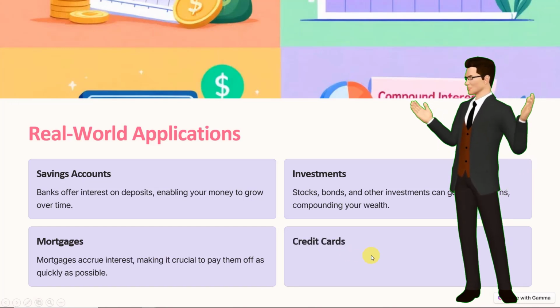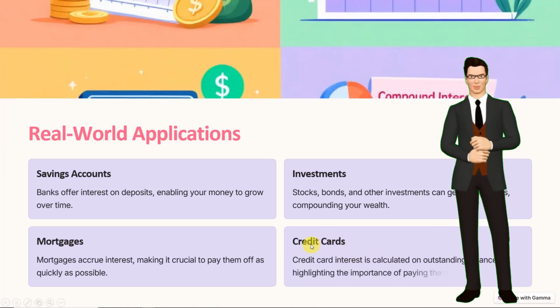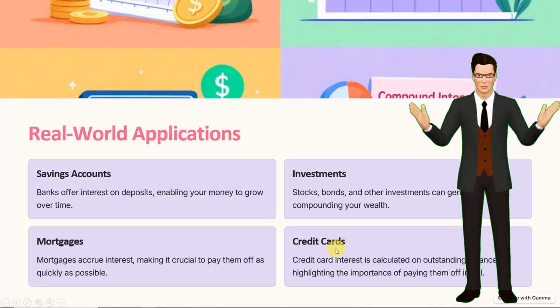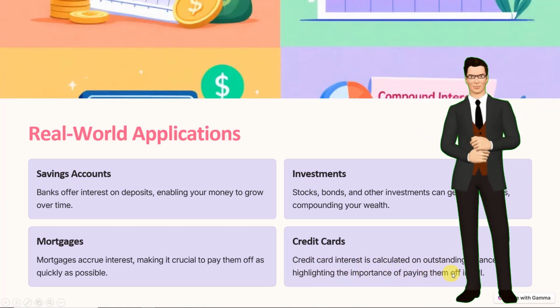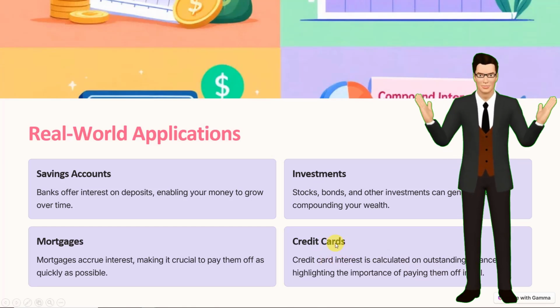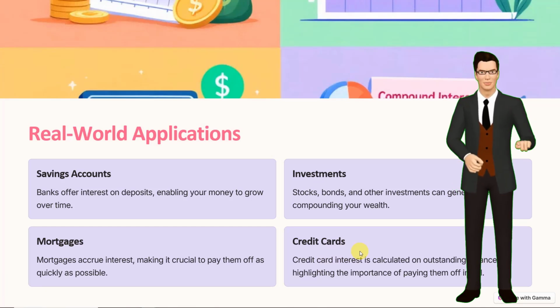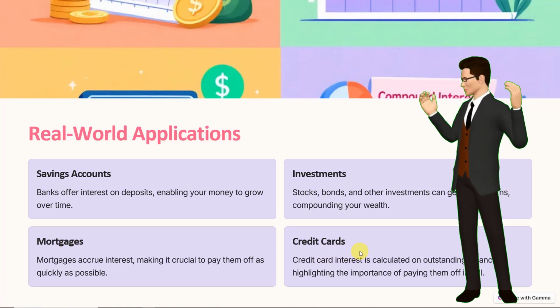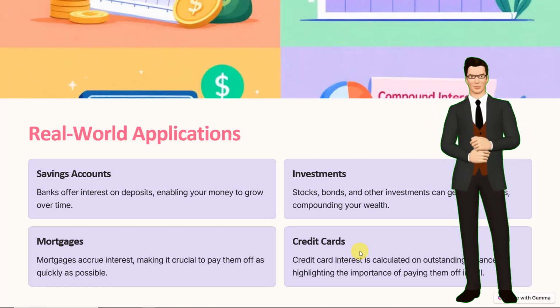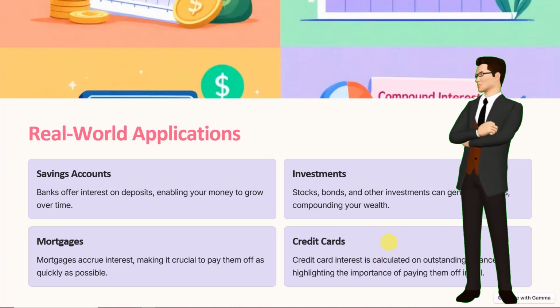Credit cards. Now guys, normally if a bank sends me a credit card, I take a pair of scissors and cut it up, because credit card interest is calculated on outstanding balances, highlighting the importance of paying them off in full. Really guys, this is one of those situations that will break you. If you've grown up, I'll advise you, stay away from credit cards. The interest rates are normally very high. It compounds, and yes, it can break you very, very quickly. I always advise people to stay away from it as far as possible.